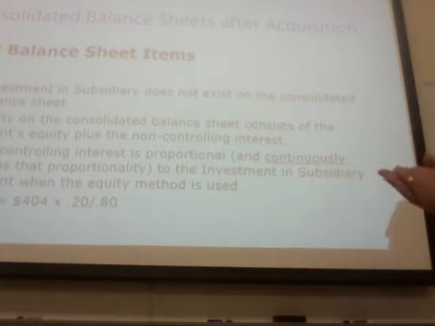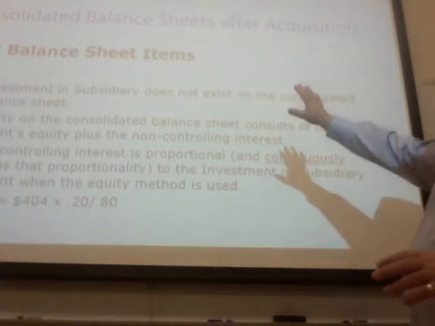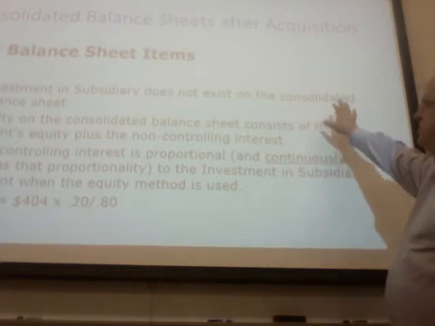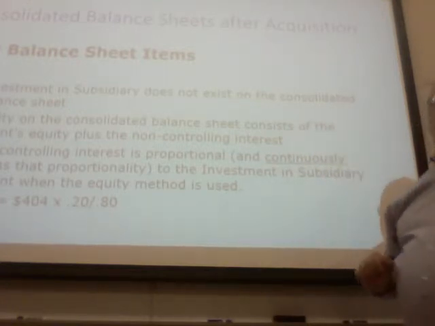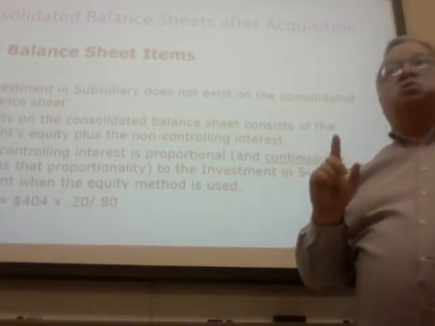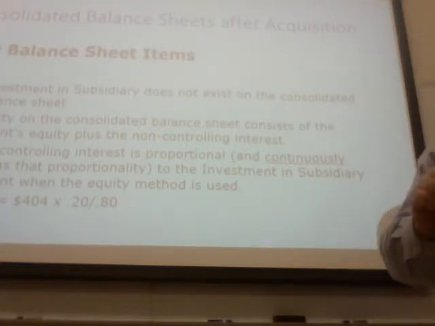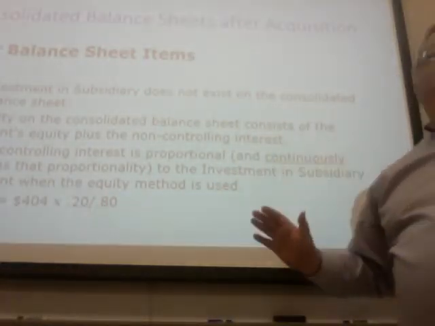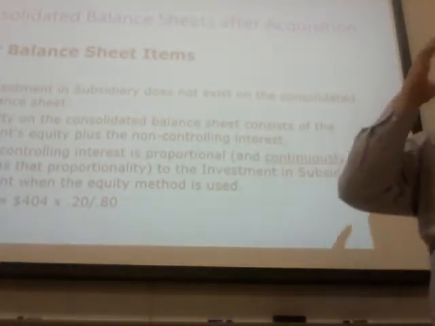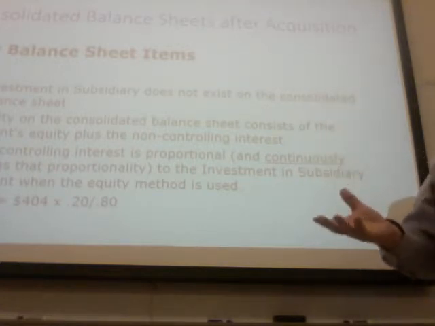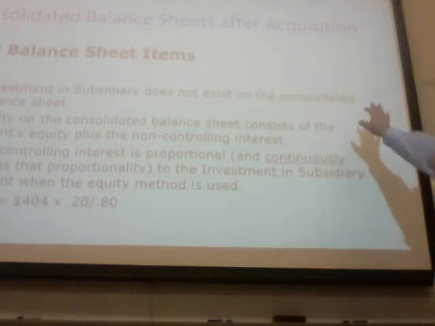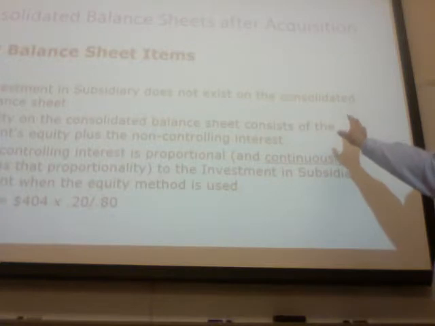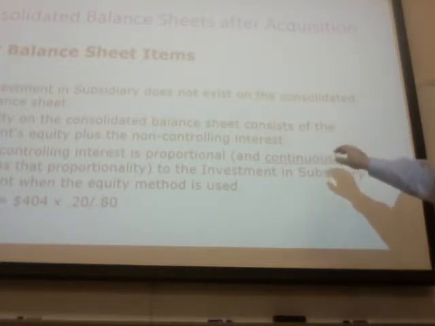Okay, consolidated balance sheets after acquisition. Key balance sheet items. The investment in subsidiary does not exist on the consolidated balance sheet. Always, always, always goes away. As you're working these problems and it's not going away, it's because you've missed something. And believe me, we all miss things. I work some live problems in class, and it's like, okay, what did I miss, right? It's easy to miss things. But if it isn't disappearing, then you know that you missed something and you want to look at that.